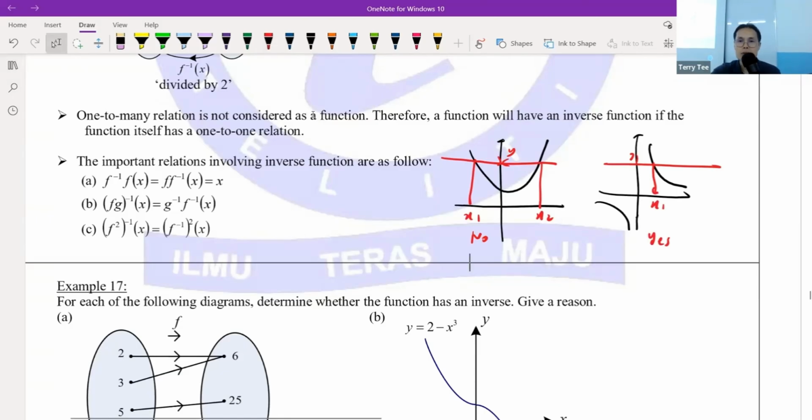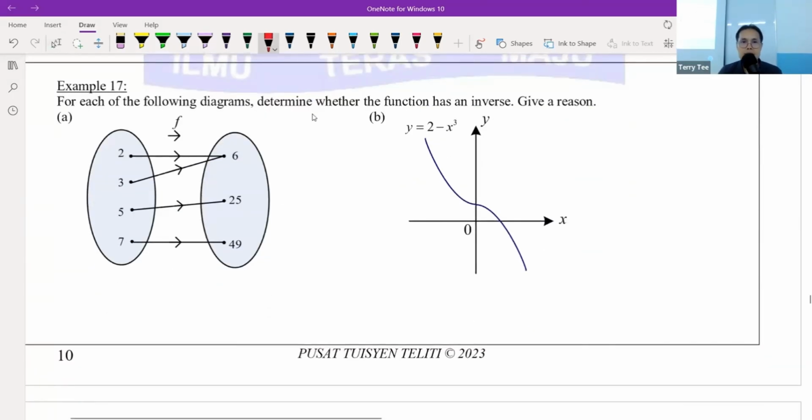Okay, let's look at one example. Example number 17. What type of relation is this? This is many to 1, right? So normally, they ask you whether it has an inverse or not. Determine with a reason. The reason is many to 1 relation. We know many to 1 has no inverse. Second one, we can use what we call a horizontal line test.